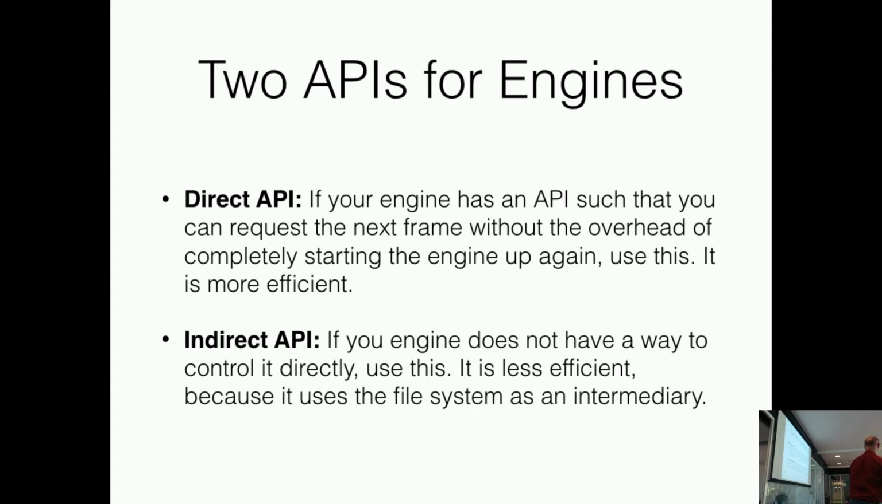We have two APIs for our engines. We have what we call the Direct API, which is if your underlying engine has a Python API already, we just wrap around that. That's what we do with OpenMM. Then we have the Indirect API. If you don't have a Python API, we'll go by way of the file system. This is what we do with Gromacs.